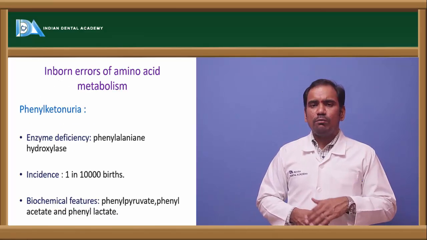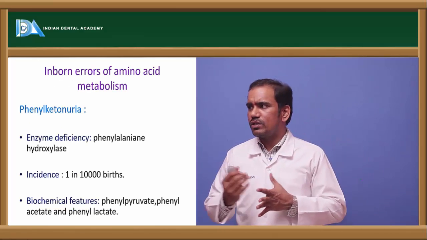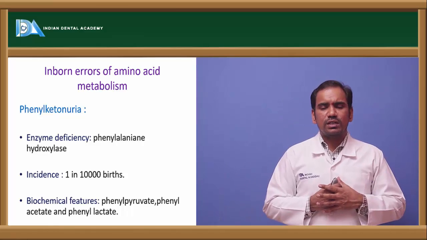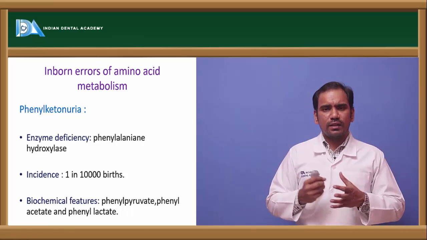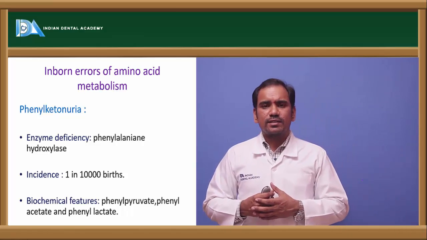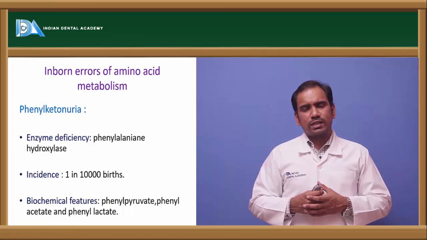Now coming to inborn errors of amino acid metabolism, here you can see the most important one is phenylketonuria. The name itself indicates that there are excess phenylketones excreted in the urine.